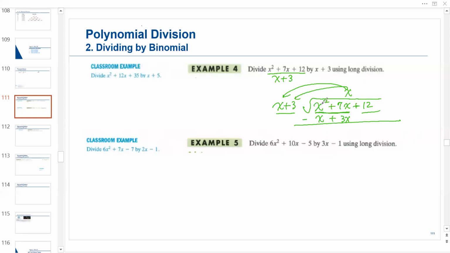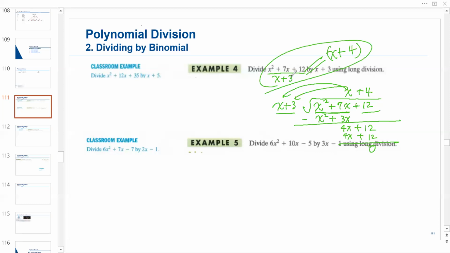Top minus bottom, top minus bottom. So here you get 0, and here is 4x left, right? Plus 12. All right, we find the second one. x times what equals 4x? Times 4, right? So 4 times x equals 4x. 4 times 3 equals 12. So the remainder is 0. So it means this equals x plus 4.